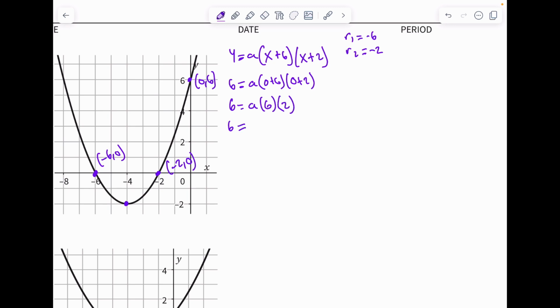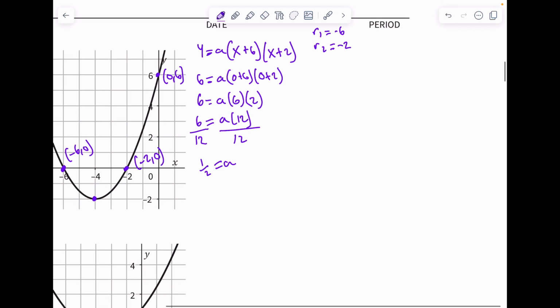So this is a little bit different, right? What do we have here? Now it's going to be that a times 6 times 2, which is 12, so 6 over 12 is equal to 1/2. So now we know that a is equal to 1/2. So we have 1/2 times (x plus 6)(x plus 2).